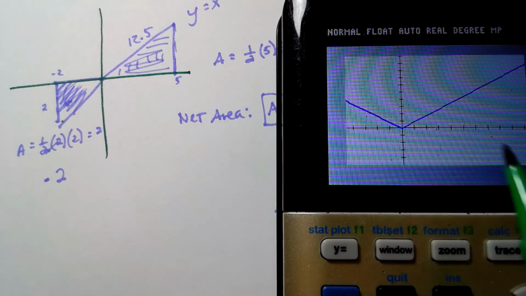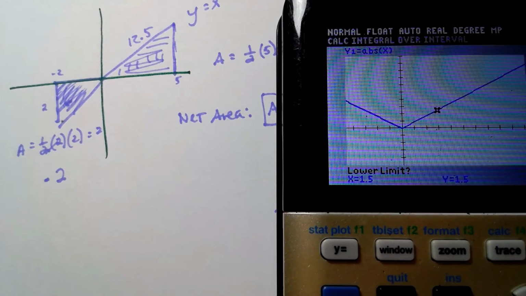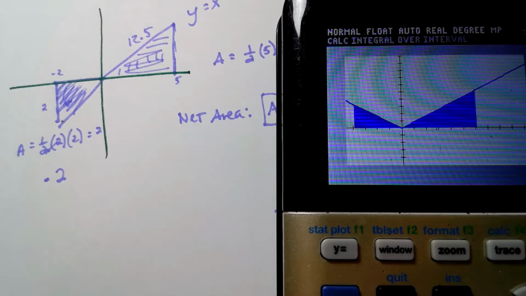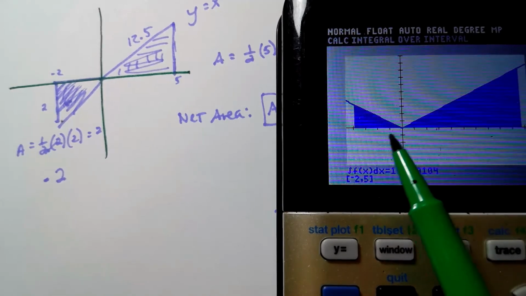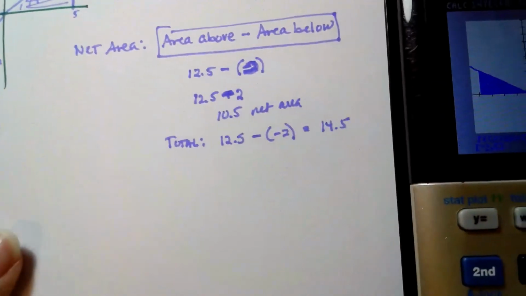So now if I want to find my total area, I'm going to take that absolute value, press second calc, and press 7. Second calc 7 from -2 to 5. That's my lower and upper bounds. And what the calculator is going to do is shade that in from -2 to 5. And you can see that the total area is 14.5.